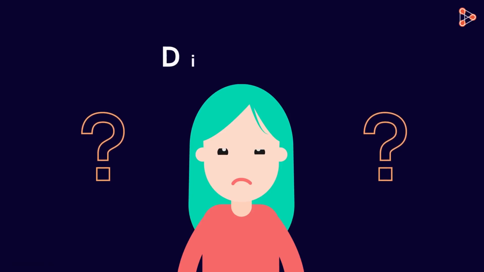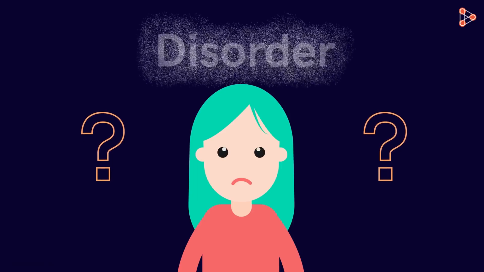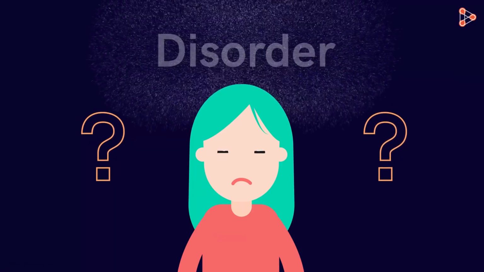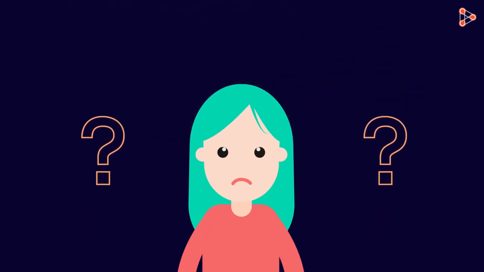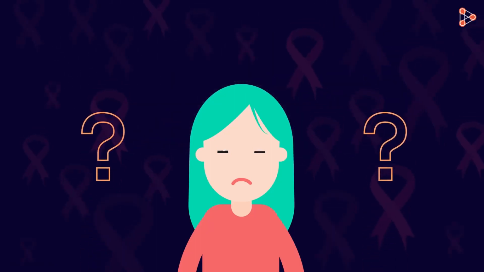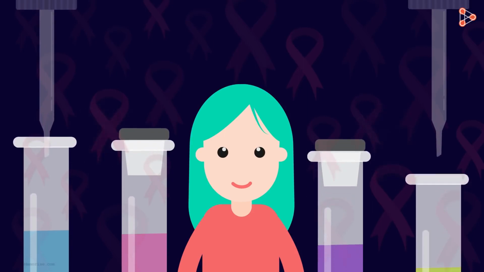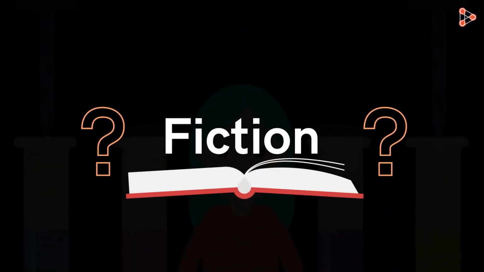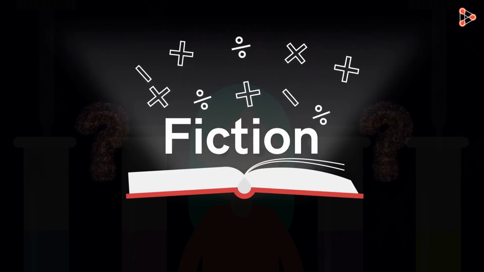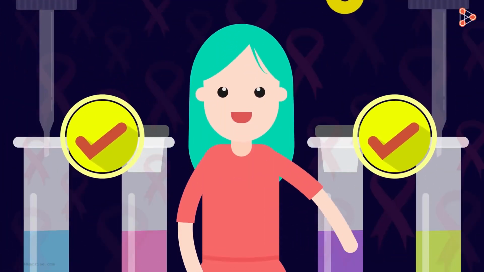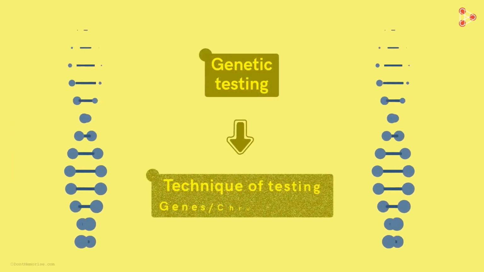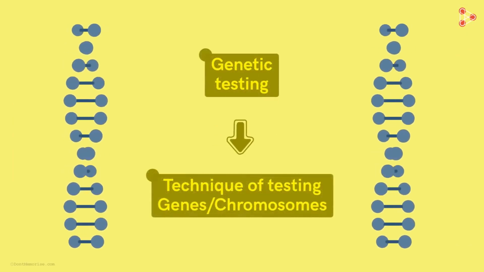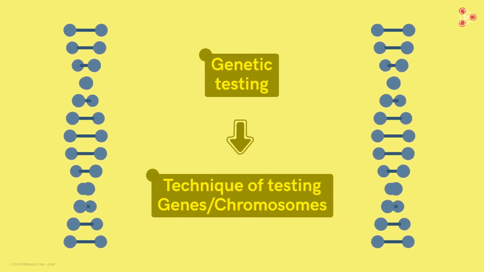What if we get to know the probability of us falling prey to a particular disorder in advance? What if we can predict serious disorders like cancer using simple medical testing? Is that possible? Or is it just fiction? Well, no. It's already being done. The concept of genetic testing, or the technique in which our genes or chromosomes are tested, helps us here.